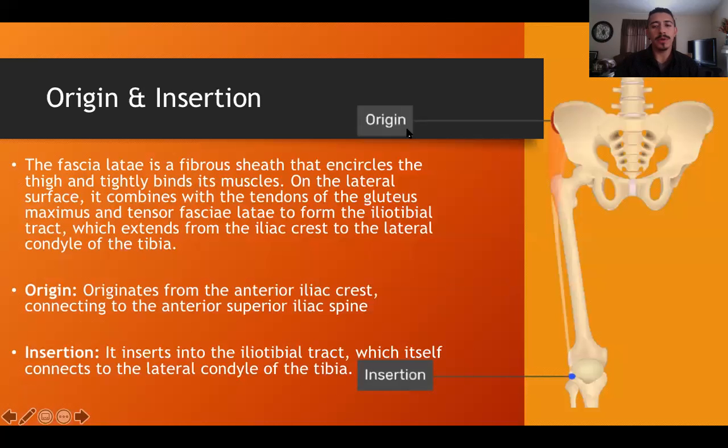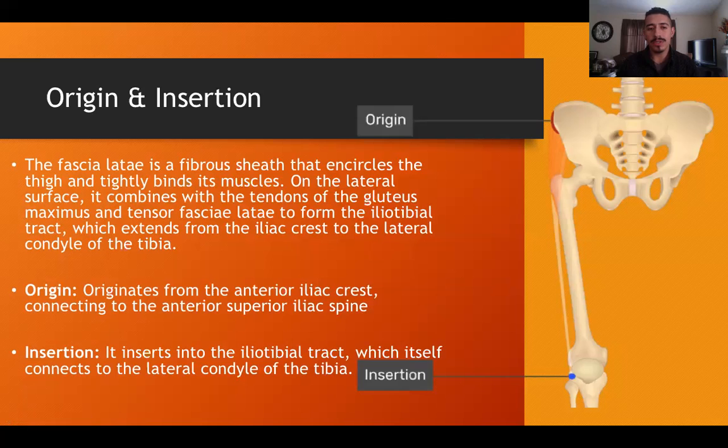All right, so the origin and insertion. The fasciae latae is a fibrous sheath that encircles the thigh and tightly binds its muscles. On the lateral surface, it combines with the tendons of the gluteus maximus and tensor fasciae latae to form the iliotibial tract, which extends from the iliac crest to the lateral condyle of the tibia.